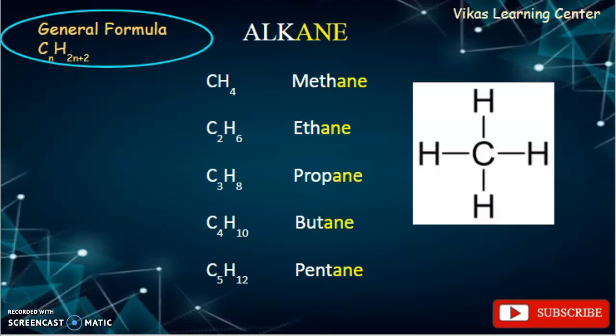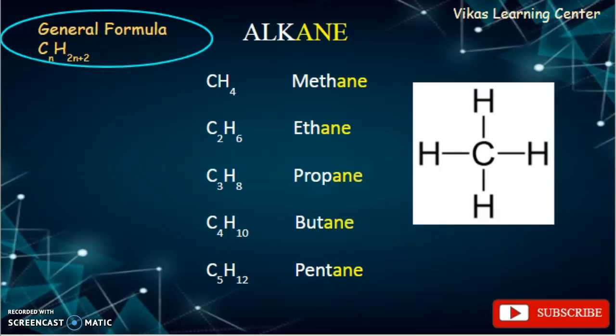We learned that alkanes belong to the saturated hydrocarbons, where the carbon and hydrogen atoms are linked to one another by single covalent bonds, having the general formula CnH2n+2. If you substitute n equal to 1 in this general formula, we will get the first member of alkane, that is CH4, methane. If you substitute n equal to 2, you will get C2H6, that is ethane. Likewise, on substituting n equal to 3, 4, 5, the corresponding alkanes can be obtained.